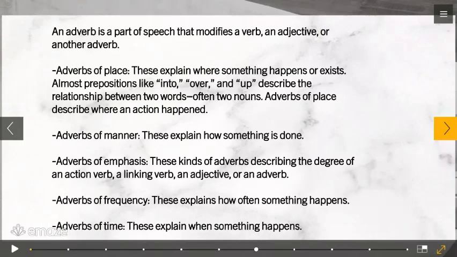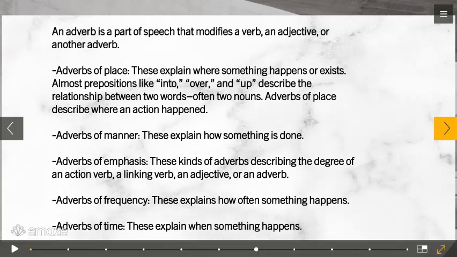An adverb is a part of speech that modifies a verb, an adjective, or another adverb. They come in five types. Adverbs of place explain where something happens or exists. Unlike prepositions such as into, over, and up, which describe the relationship between two words, often two nouns, adverbs of place describe where an action happened.